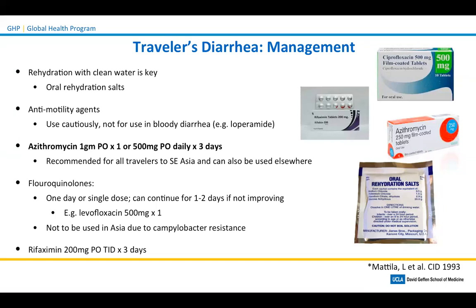An alternative to azithromycin is fluoroquinolones. So for example, you can take levofloxacin 500 milligrams as a single dose, and if you still have symptoms, can continue this for 1 to 2 days until your diarrhea has improved. Keep in mind that there is Campylobacter resistance to fluoroquinolones in Asia, so do not use this when you're in Asia.